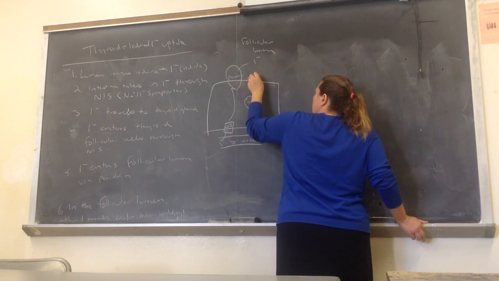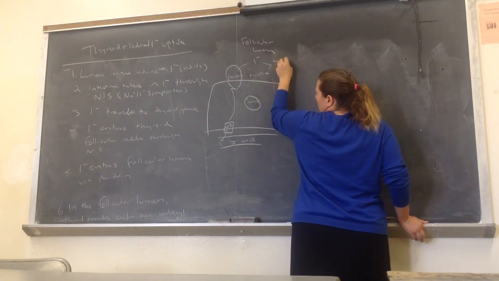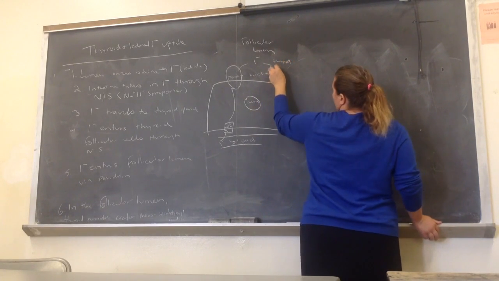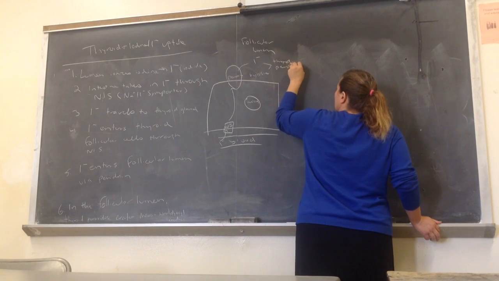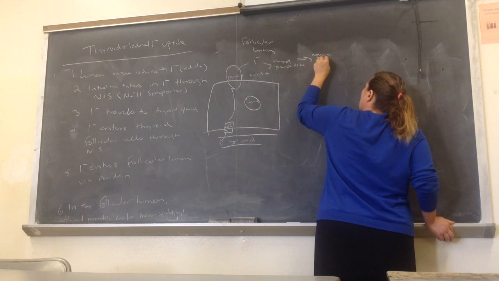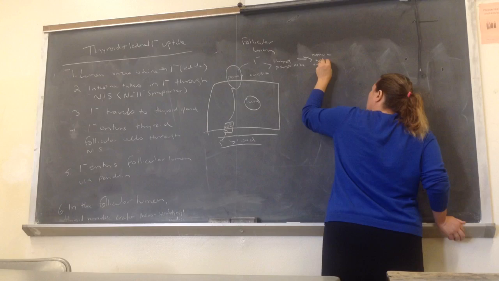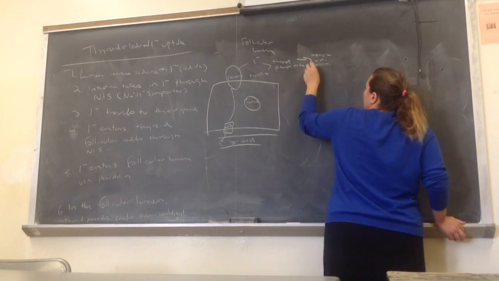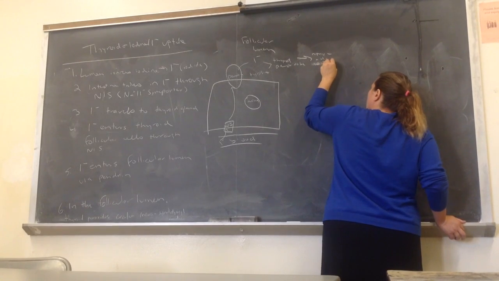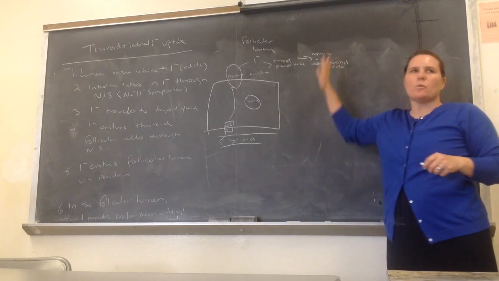So then we're going to join with tyrosine using thyroid peroxidase. And then we make these mono and diiodotyrosyl residues. Okay, so that's steps 1 through 6.